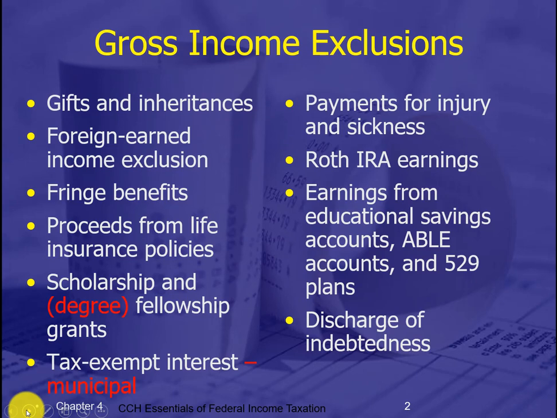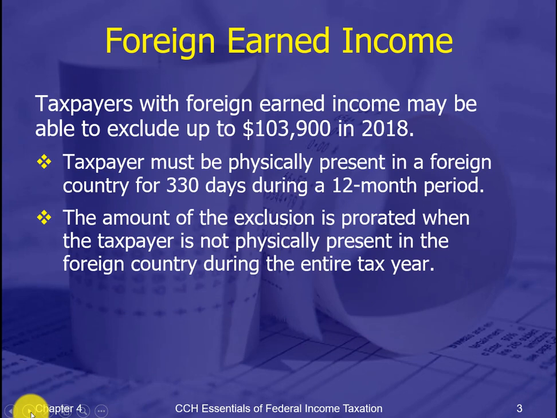Certain payments for injury and sickness, earnings on your IRA, that includes Roth IRAs and regular IRAs, any earnings during the time that it is in the IRA account, you do not have to include any of that. Earnings from any of the 529s, educational savings, and certain discharges of indebtedness that are excluded specifically under the law. So let's look at how they work.